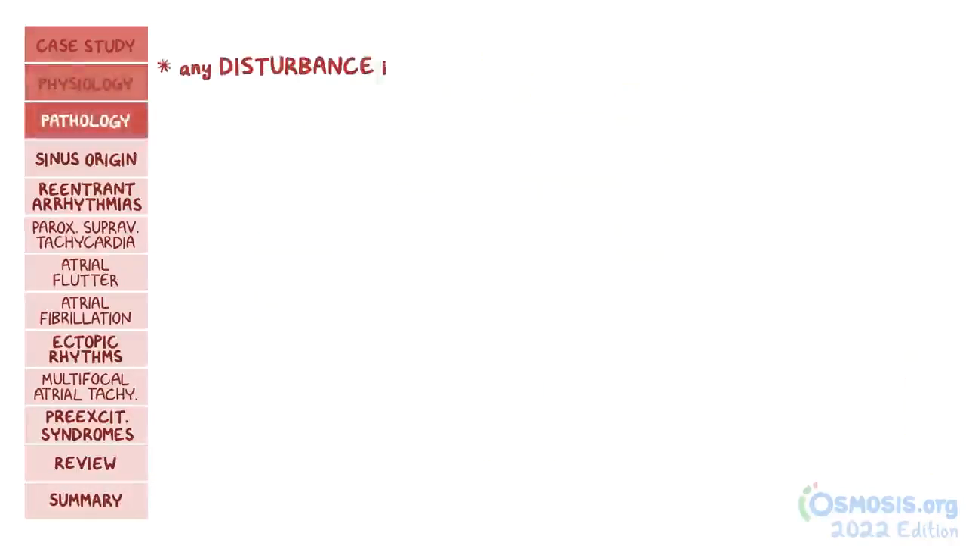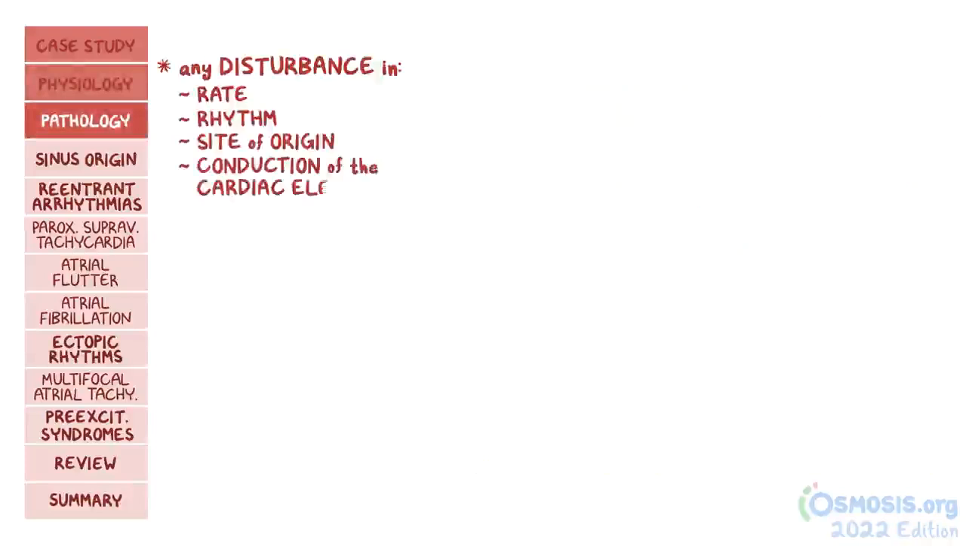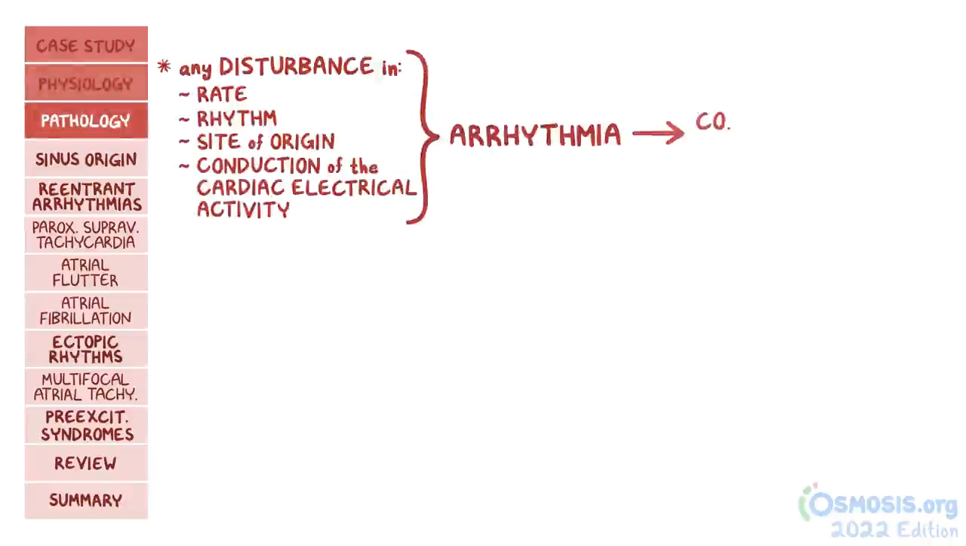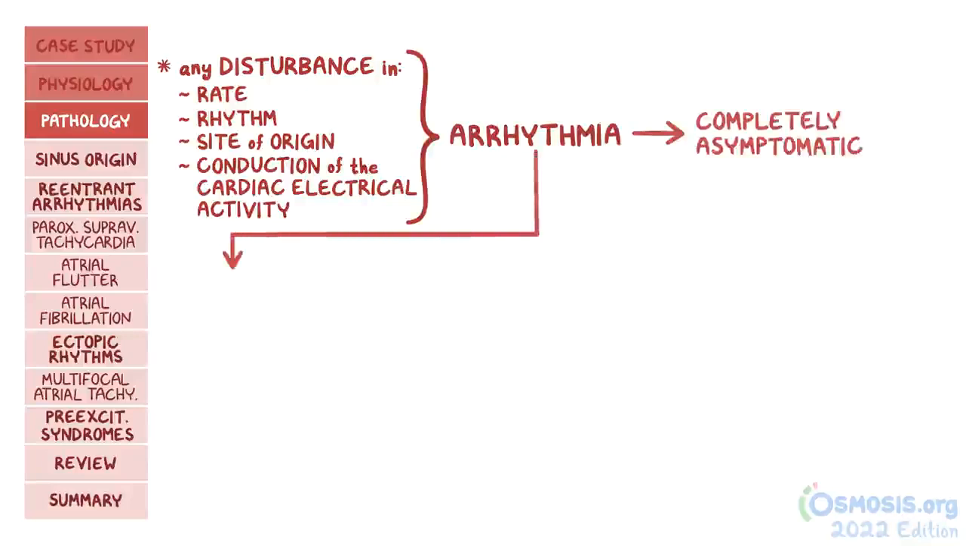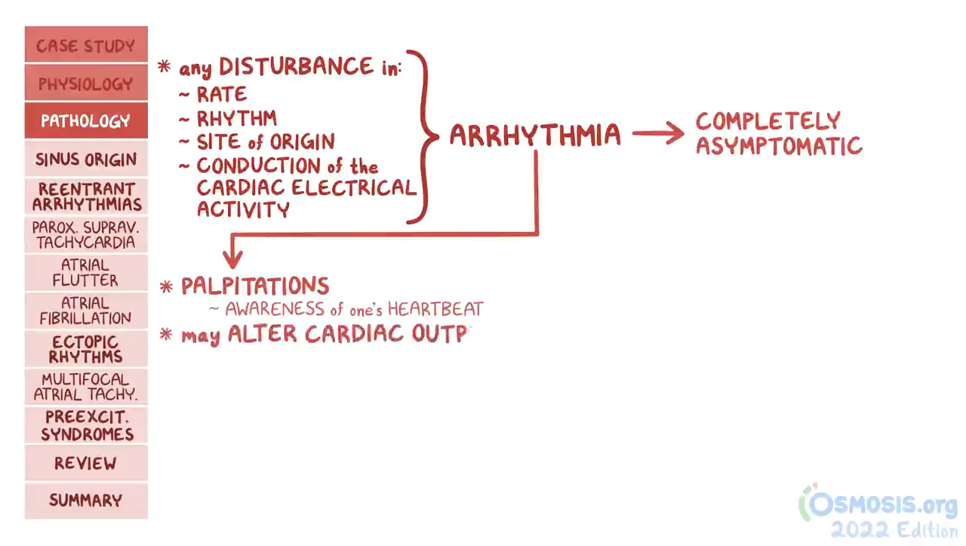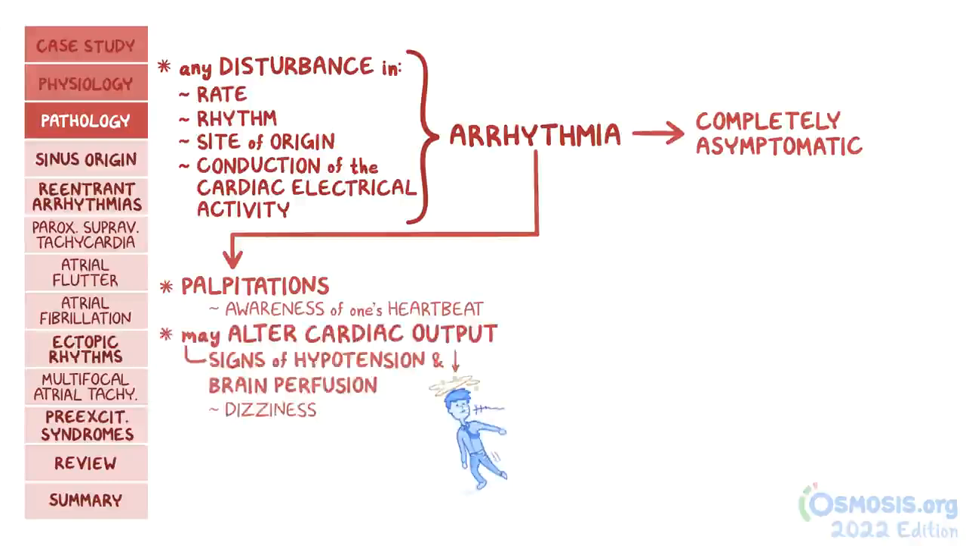Now, any disturbance in the rate, rhythm, site of origin, or conduction of the cardiac electrical activity is called an arrhythmia. Arrhythmias can be completely asymptomatic and be picked up incidentally on an ECG. Arrhythmias can also present with palpitations, which is an awareness of one's heartbeat. Additionally, they may alter cardiac output, causing individuals to present with signs of hypotension and decreased brain perfusion, like dizziness, altered mental status, or syncope.